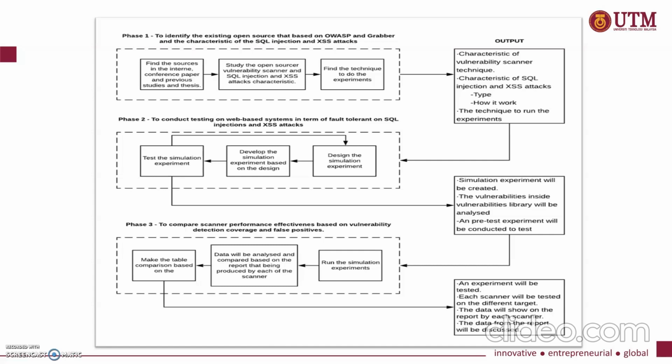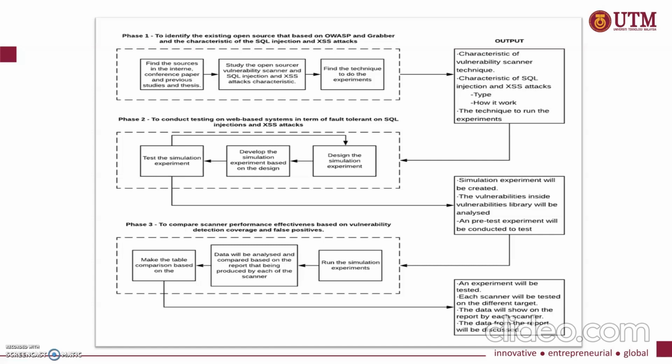The output from phase 2 is that the simulation experiment will be created. The vulnerabilities inside the vulnerabilities library will be analyzed, and a pretest experiment will be conducted to test. And finally, in the third phase, the experiment will be run. The data that we get from the experiment will be analyzed and compared based on the report produced by each of the scanners, and finally we make a comparison table based on them. The output of it is that the experiment will be tested.